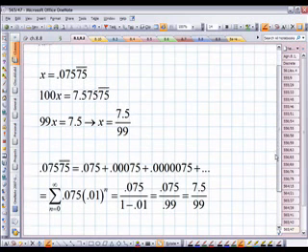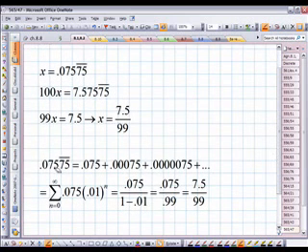Now, you could also use the method shown in the example in the book, write out a few terms, and then you write it as a geometric series. Here's your first term over 1 minus r, and of course you get the same thing either way.